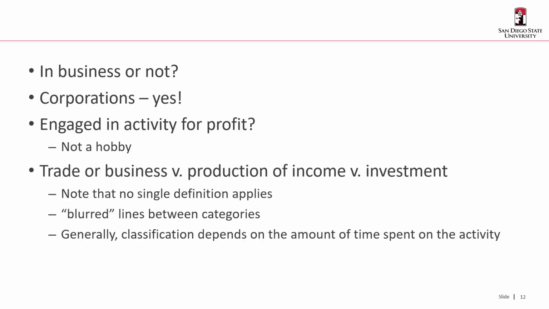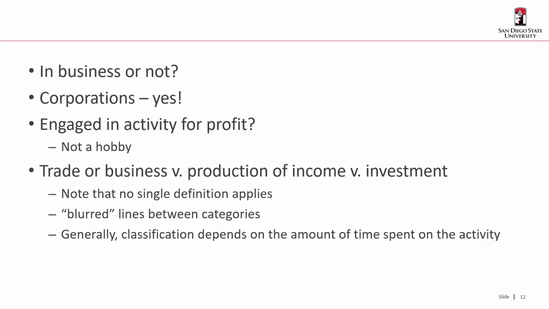So I've used these terms a little bit, but we really need to figure out what might be different about them. So let's think about what trade or business is versus production of income, and to some extent versus investment, but investment is a little easier to differentiate. And we should know that there's really no single definition. There's no set definition that you can follow that says, oh, based on this bright line test, it's a trade or business or it's production of income. And in fact, the lines are quite blurred between these categories. And generally speaking, the classification of trade or business versus production of income depends in large part on the amount of time spent on the activity.